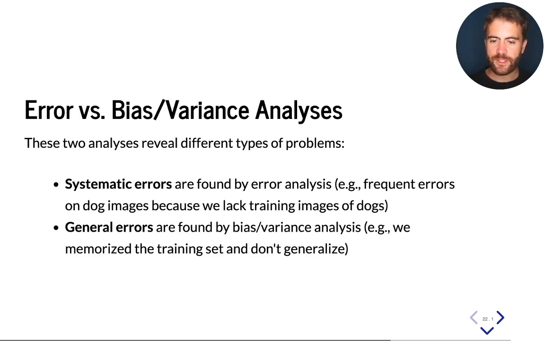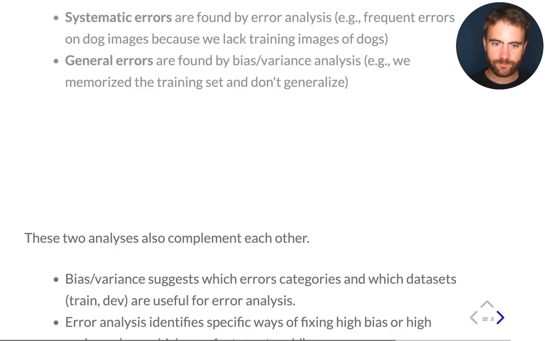And then bias variance analysis reveals a different type of error. It reveals high-level general errors. For example, the main thing that it reveals is, are we overfitting or are we underfitting? And it suggests general solutions to this problem, which don't involve fixing a particular subset of the data. It improves the performance of the model overall without focusing on a particular error class. It can potentially affect all the error classes simultaneously.